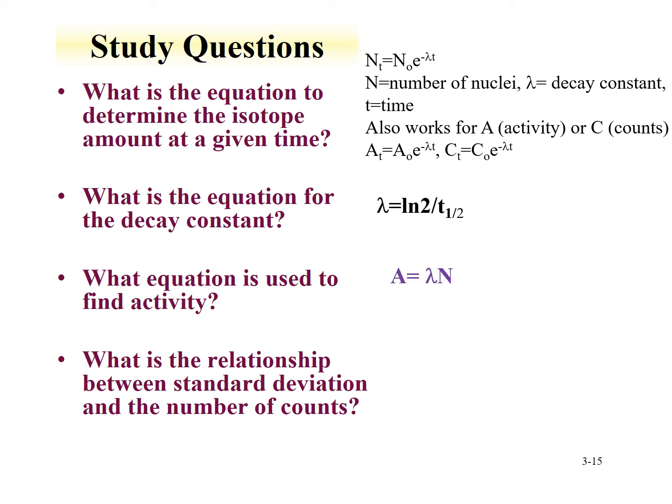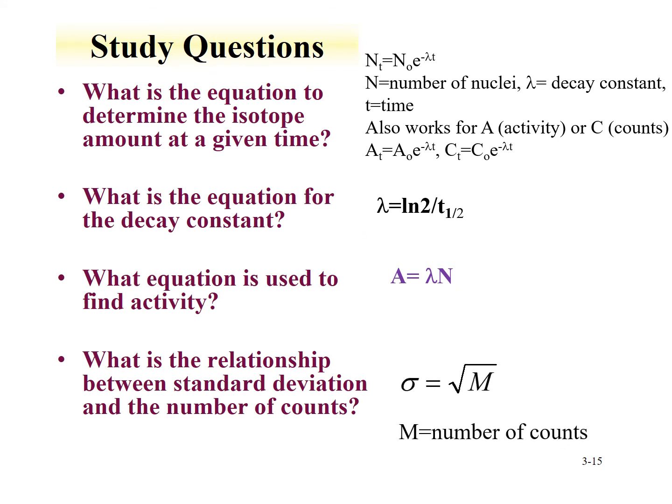What equation is used to find the activity? Again, the decay constant times the number of atoms is equal to activity. This would be counts per whatever the unit is. That's why we often use the decay constant in seconds. So then if I were to do this, I'd get the activity in becquerel, counts per second.